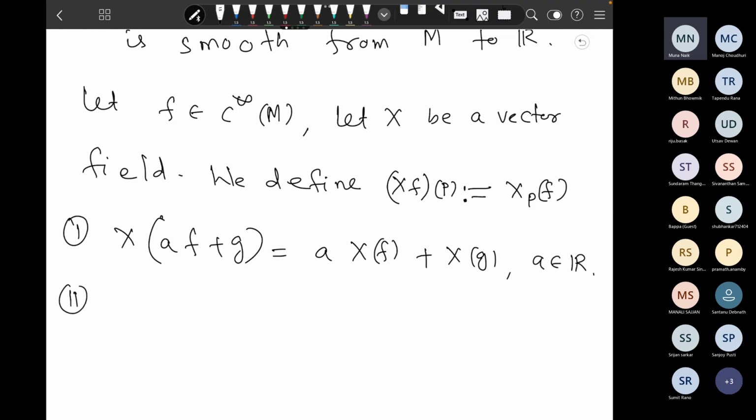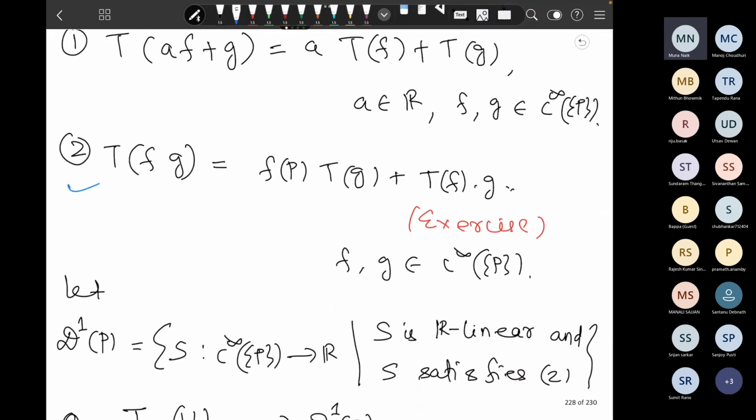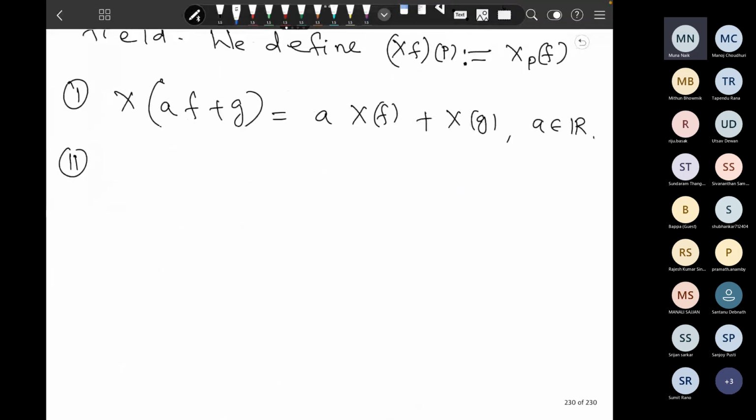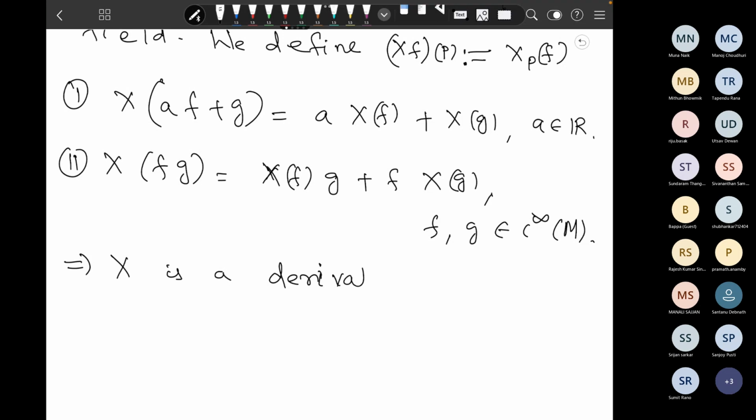And second, since X_p satisfies condition 2, you can say that X of f g is equal to X f into g plus f into X g, where f, g belong to C infinity. So this implies X is a derivation of the algebra C infinity M.